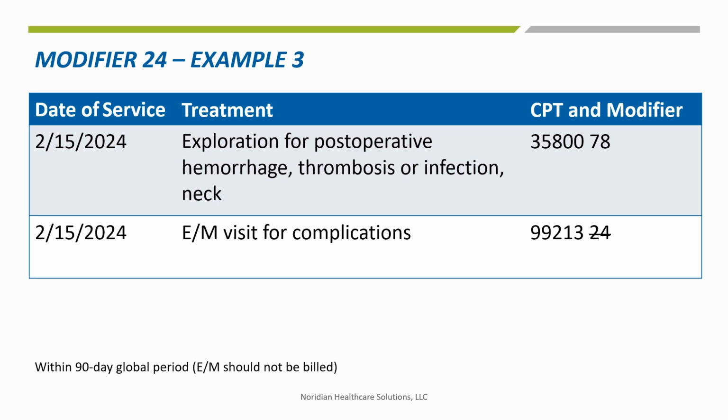Now here's a different example. The surgeon had to go in after doing a major surgery and incise over the infected area, isolate the vessel, and explore for postoperative complication, such as a hemorrhage, thrombosis, or infection. The surgical procedure is okay, but it needs a modifier 78, indicating that the patient had to return to the operating room because of complications. However, the E&M visit charge on that day should not be billed, even with a modifier 24, as it's bundled into the surgical procedure.